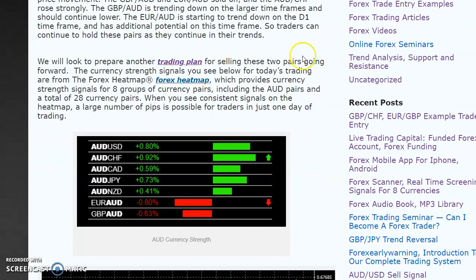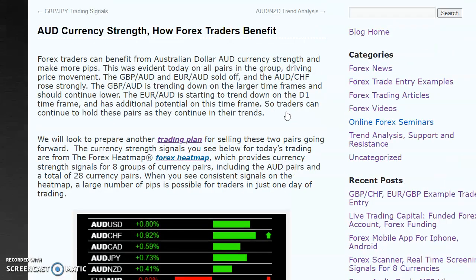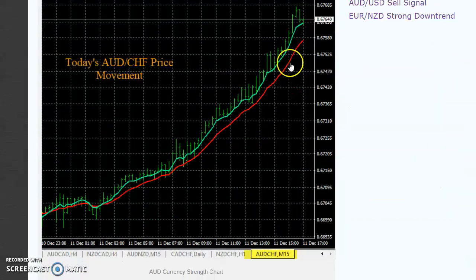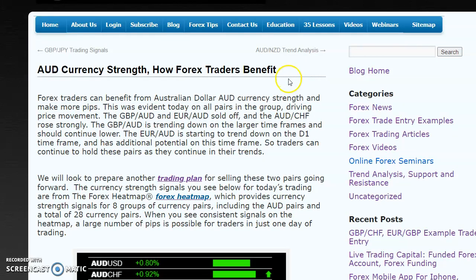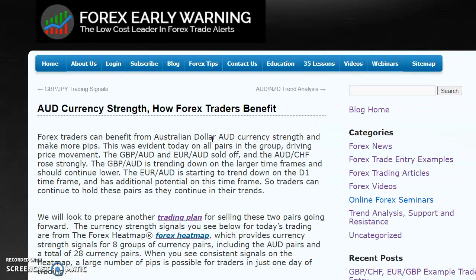There's the Aussie dollar strong movement, very strong cycle. Remember, this is 1 day of trading, and you can find all the examples right here on our blog. Just go to our blog and go to the trade entry examples, and they're also all over our website. So this is, in our opinion, the best way and most profitable way to trade the Forex of all the methods available. And this trading method and all the indicators you see are available at forexearlywarning.com.